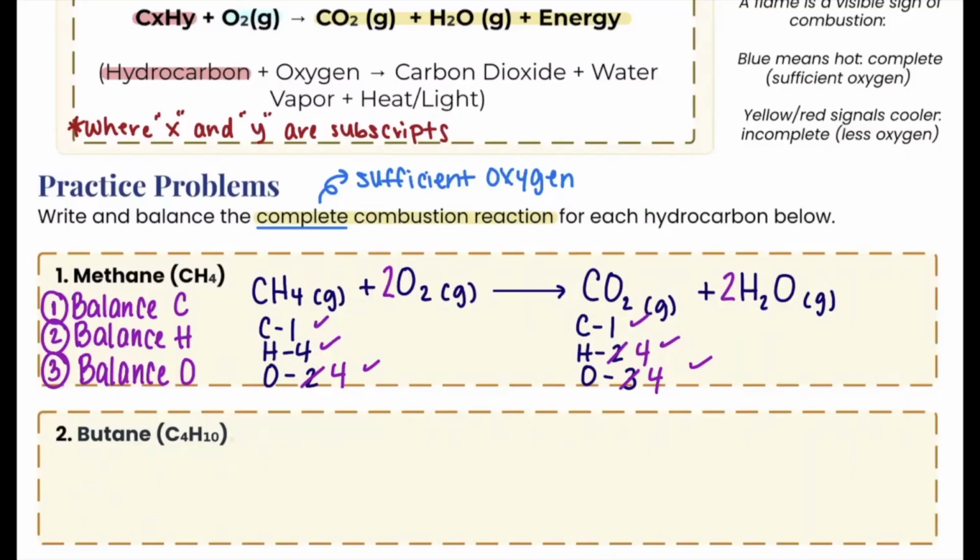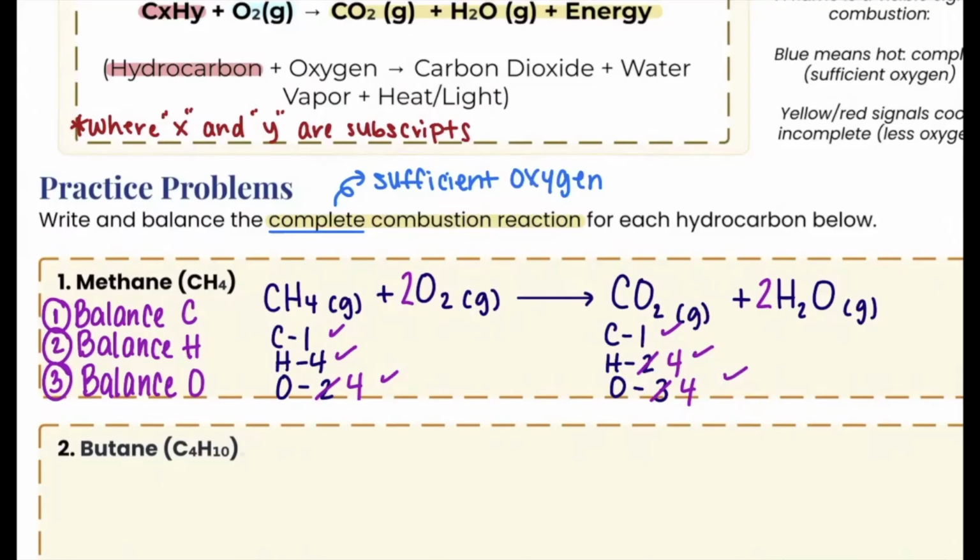Now I want you to try the next one on your own. Write and balance the complete combustion reaction for butane. Now, balancing this reaction can be a little tricky for some students, but it's okay. Go ahead, pause the video, try it, and when you're ready, press play, and we'll walk through the answer together step by step. And I'll show you a neat trick along the way.